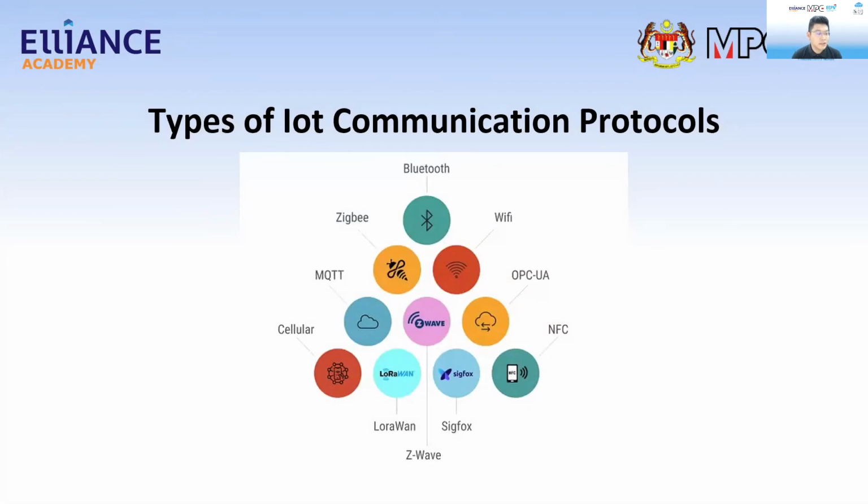So these are the types of IoT communication protocol I mentioned just now. There are a lot: Bluetooth, Zigbee, Wi-Fi, MQTT, OPC UA. All of this is quite high level, I would say. So if you don't understand, it's okay. But if you want a better understanding, you can Google it up.